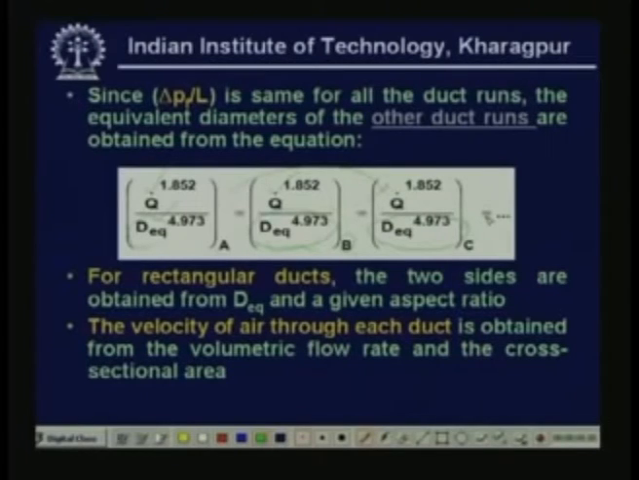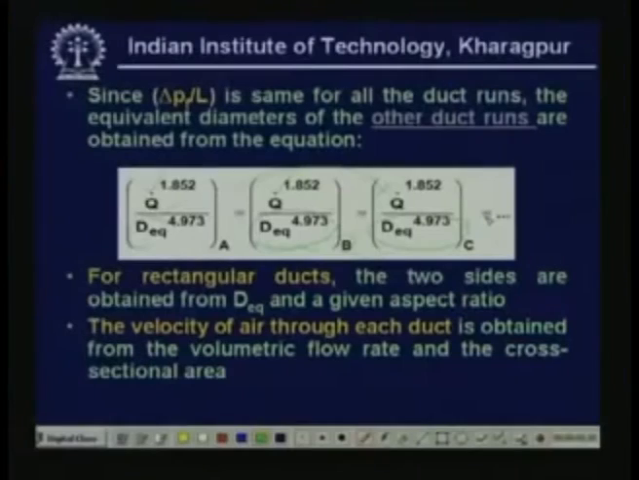So, this is as far as the circular duct is concerned. If you are using a non-circular duct such as a rectangular duct, the two sides are obtained from the D equivalent value and a given aspect ratio. I have discussed this earlier: if you know the equivalent diameter of a rectangular duct, how to find the two sides. Either you specify the aspect ratio or you specify one side, so that you can find the other side. I also gave an equation, derived from the equivalence of these two ducts, to find the two sides from the equivalent diameter. This was discussed in the last lecture. The velocity of air through each duct is obtained from the volumetric flow rate and the cross sectional area.